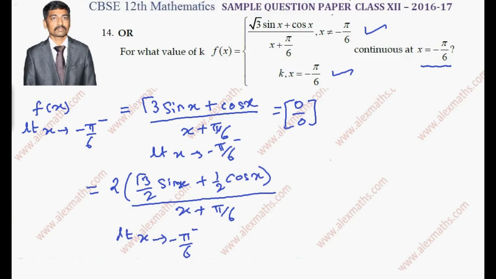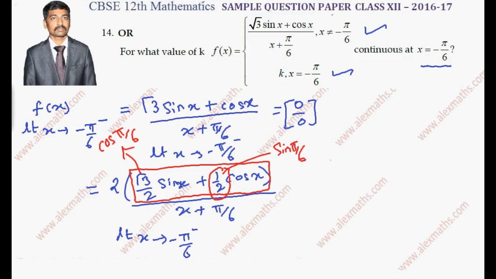Now the numerator should be written in the form sin a plus b. For that I have to use the angle values. So this root 3 by 2 can be written as cos pi by 6, and this 1 by 2 can be written as sin pi by 6. So I'll write it separately here. We have 2 open bracket, this root 3 by 2 can be written as cos pi by 6 into sin x plus sin pi by 6 cos x.